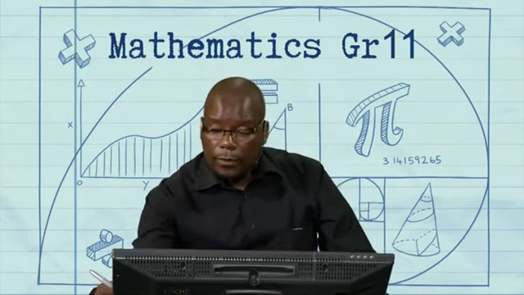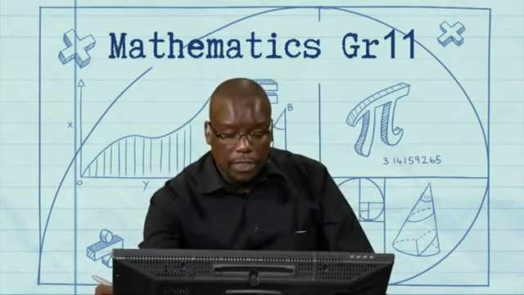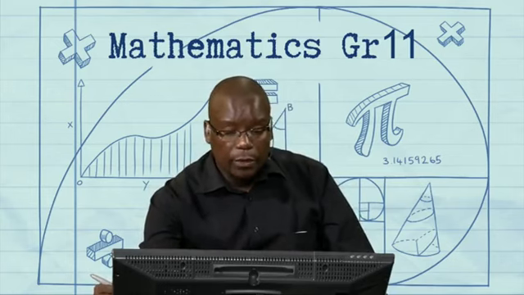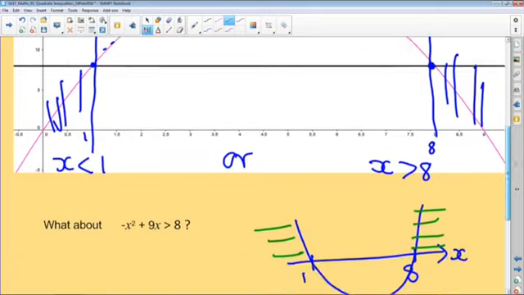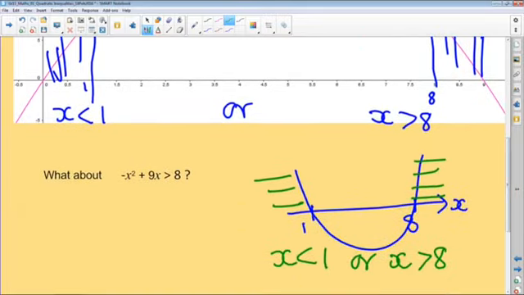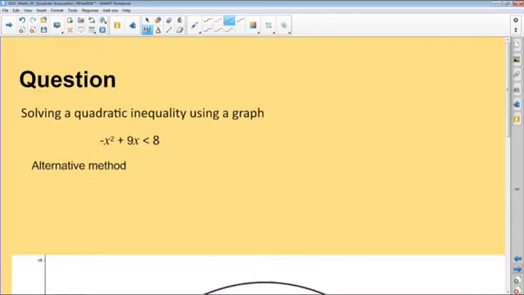Okay, now this is the question that I'm posing to you. The solution here was x is less than 1 or x is greater than 8. So this is your question, guys. What about if we are looking at these two functions or these two graphs, minus x squared plus 9x greater than 8? How should your solution look like? We'll come back to that one after you have discussed.